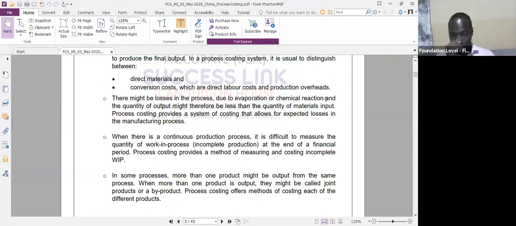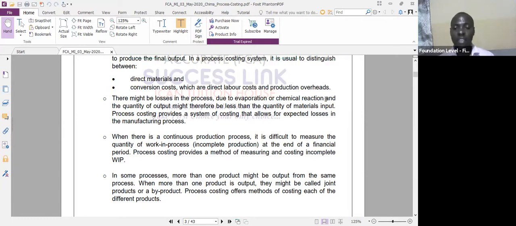When there is a continuous production process, it is difficult to measure the quantity of work in progress or incomplete production at the end of a financial period. So process costing involves a method of measuring and costing incomplete work in progress. It means that during the period review, it is impossible to measure the quantity of work in progress that you have at the end of the period.